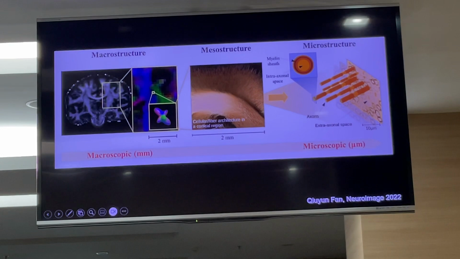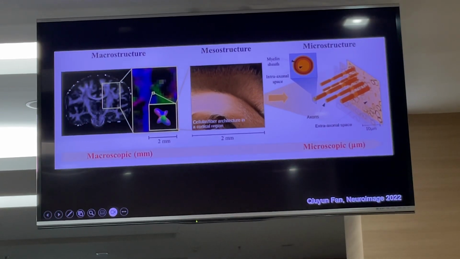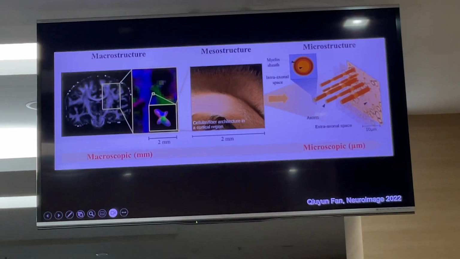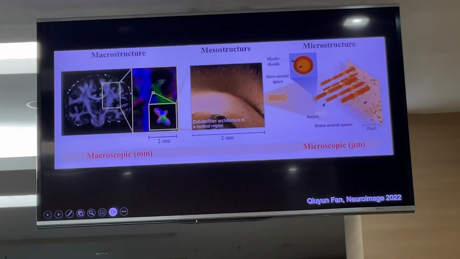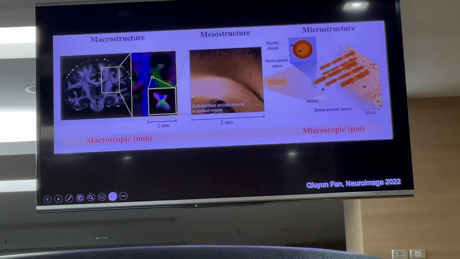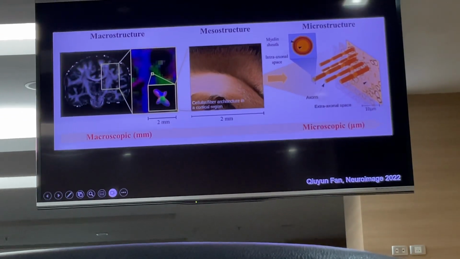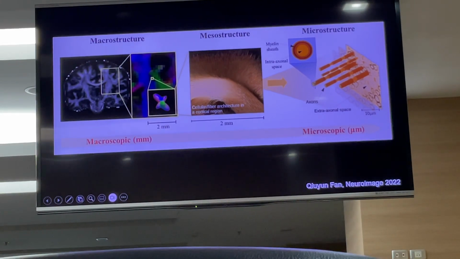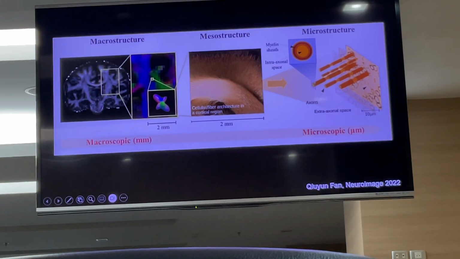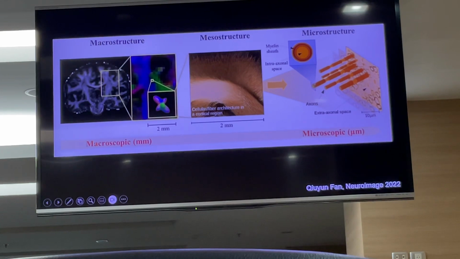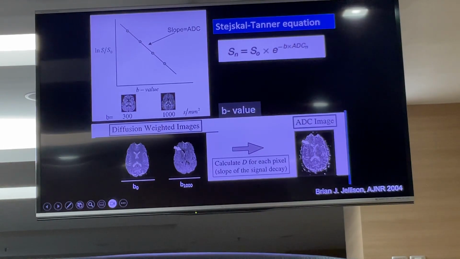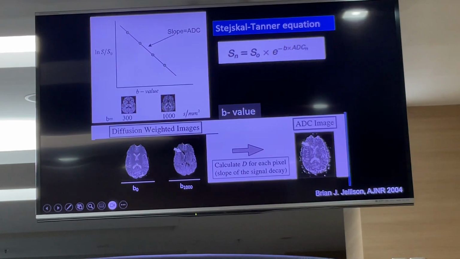With MRI, we want to characterize not only macrostructure, but also move to the mesostructure. Now we can characterize structures like the myelin sheath and also the intra- or extra-axonal space at the level of microscopy, at the micron level of imaging.